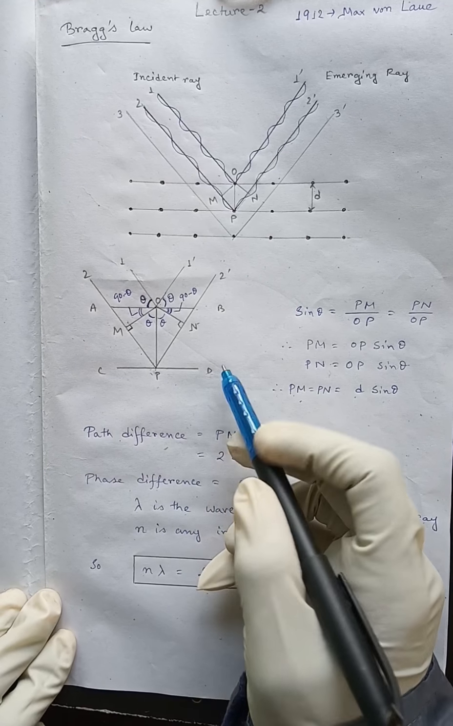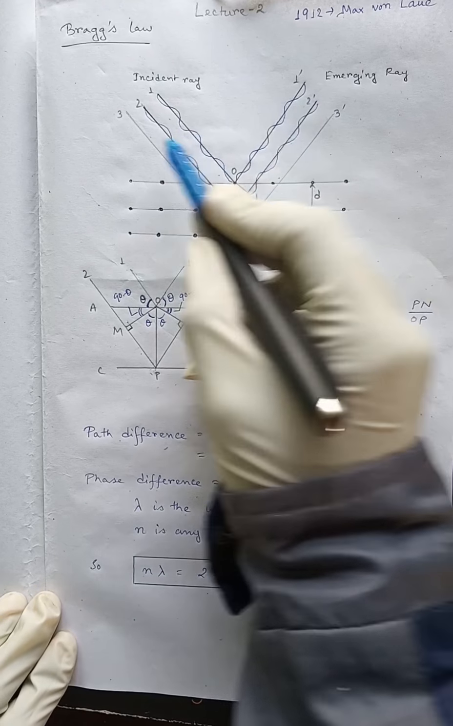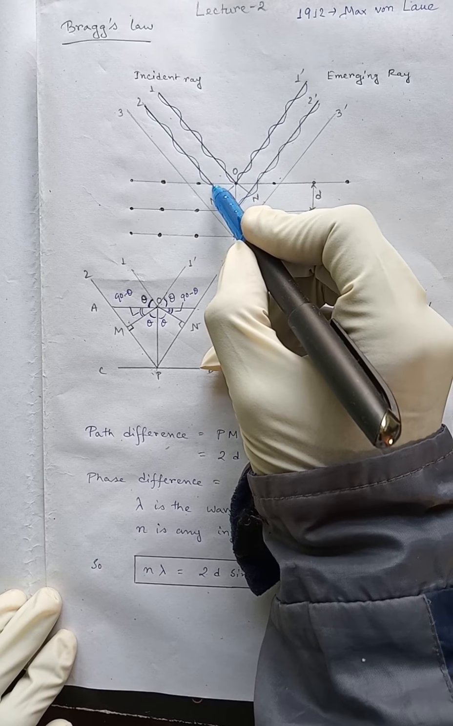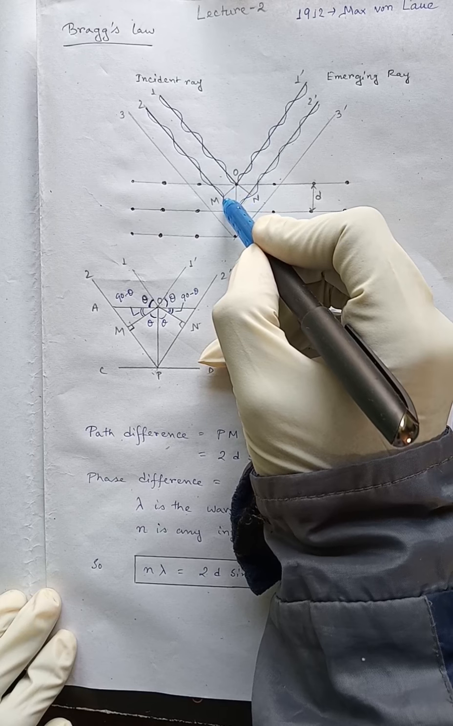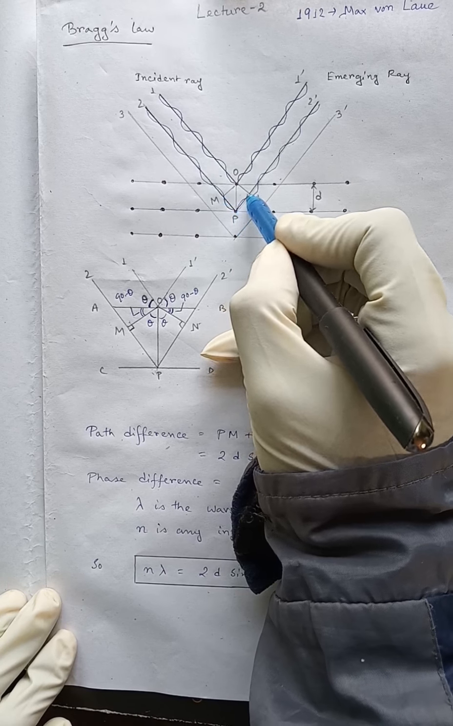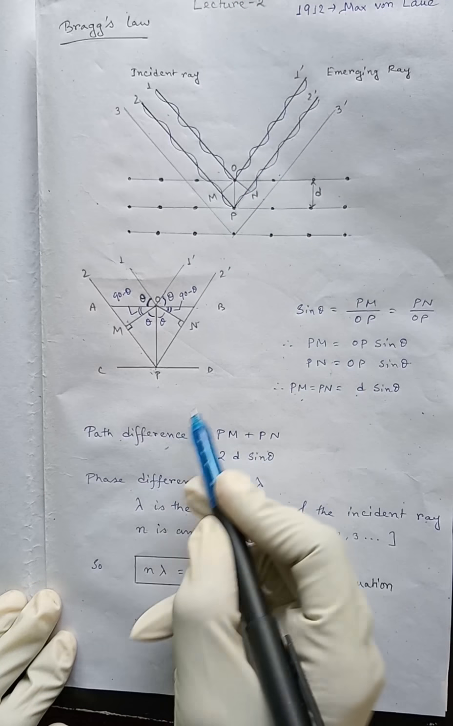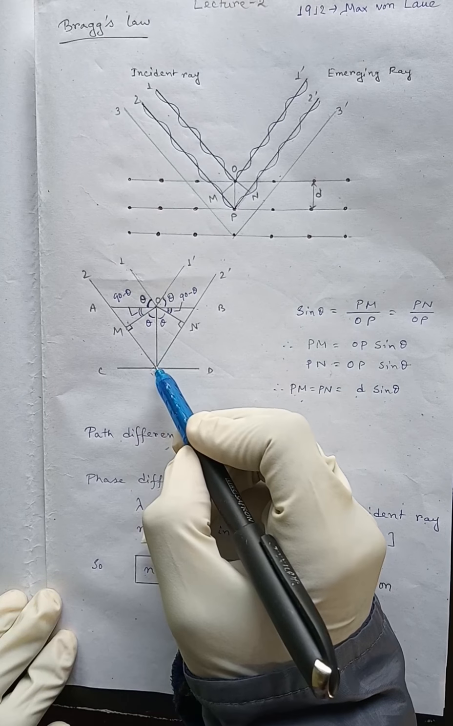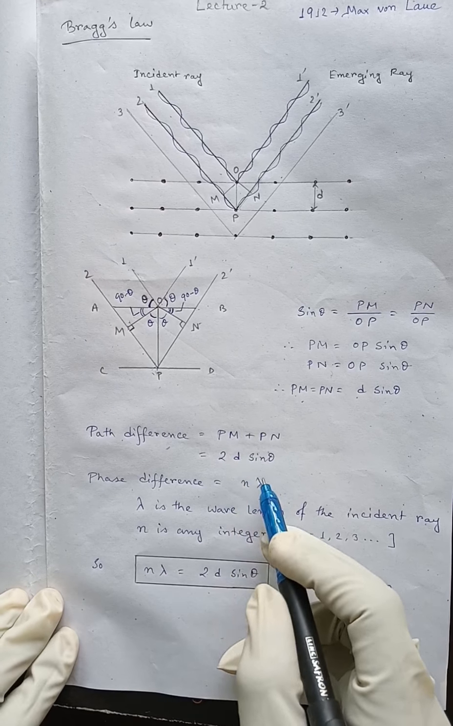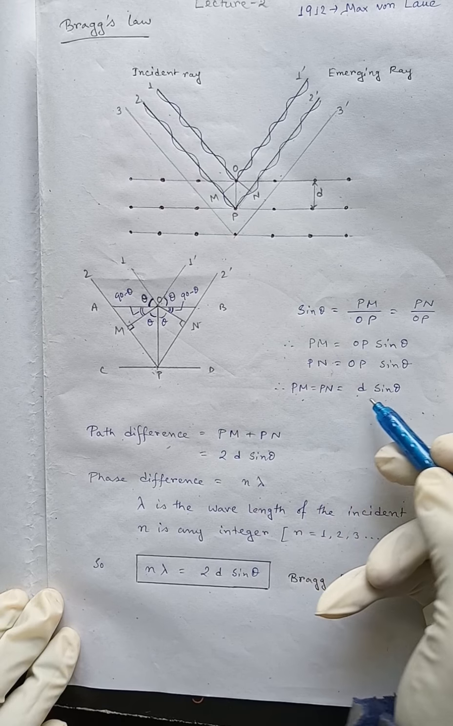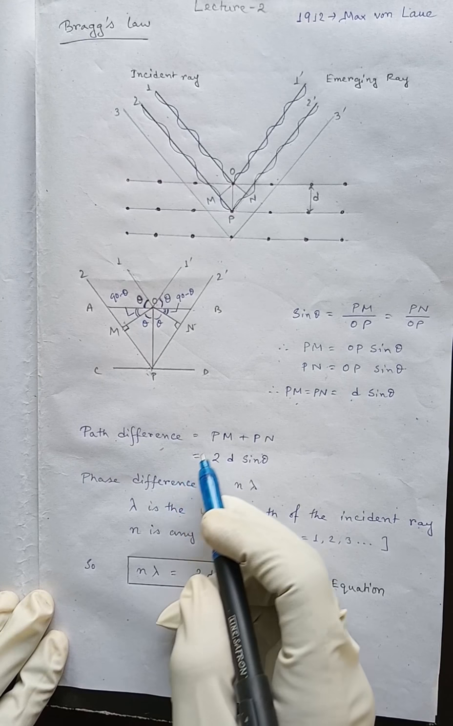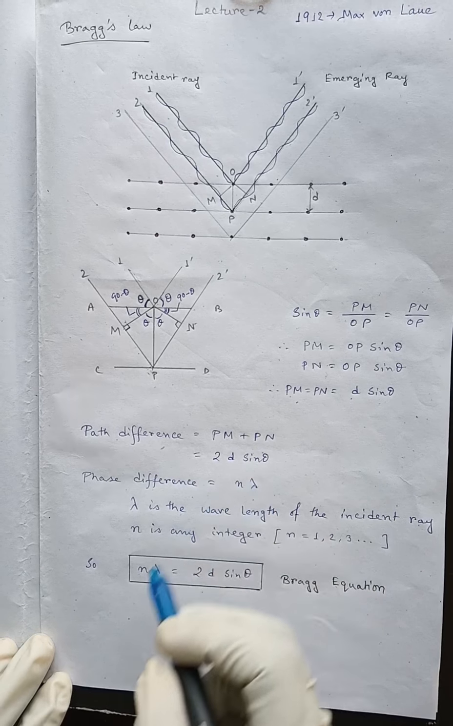Now the wave, just look at this and this. This second wave has to pass this much extra path. So the path difference is equal to PM plus PN. And actually PM and PN are each equal to d sin theta. So PM plus PN is equal to 2d sin theta.